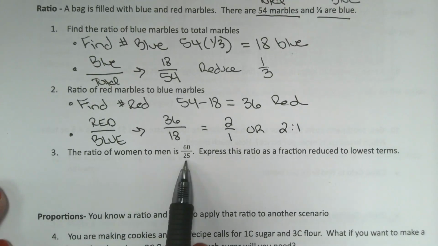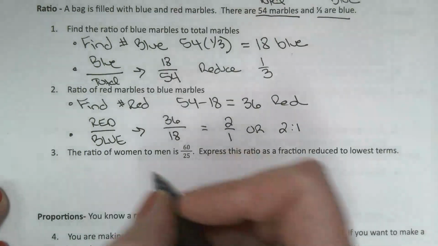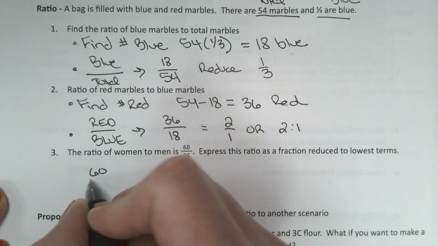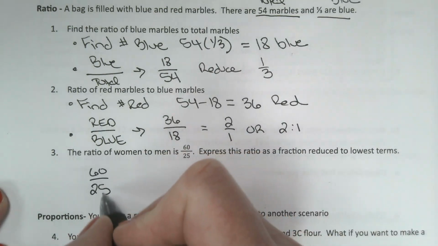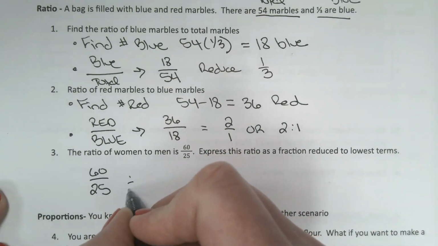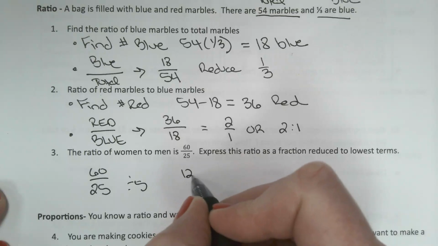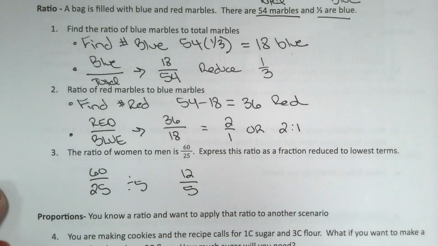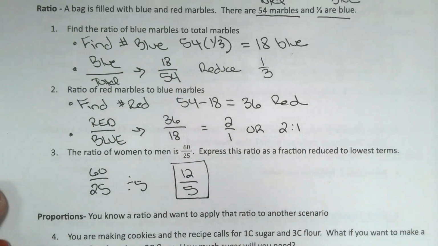The ratio of men to women is 60 to 25. Express this as a fraction in lowest terms. So I have 60 divided by 25, and that ends in a 0, that ends in a 5. So I'm going to divide by 5 to try to reduce it, and I get 12 over 5. So that would be the ratio of men to women, just fully reduced.